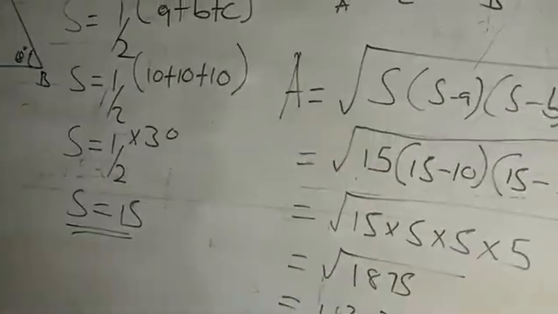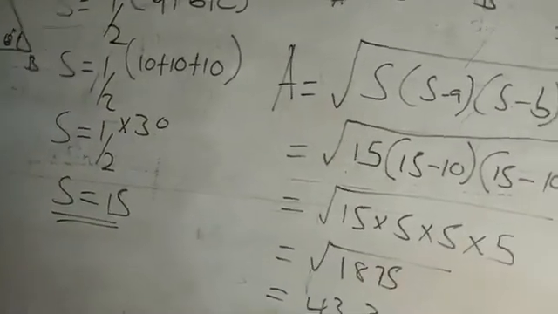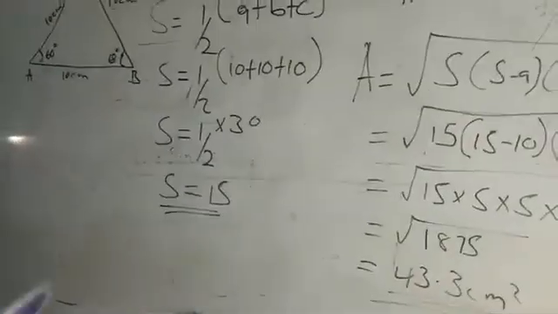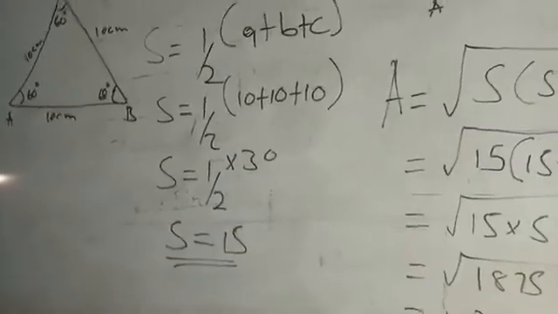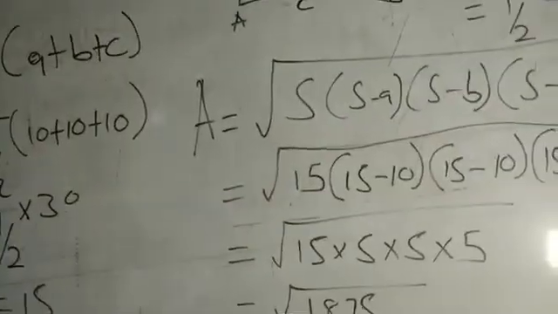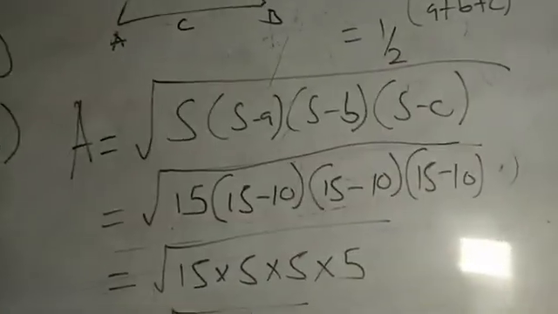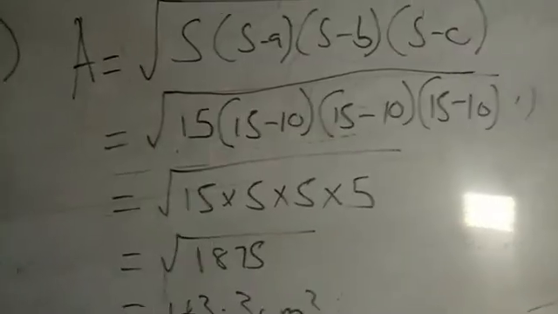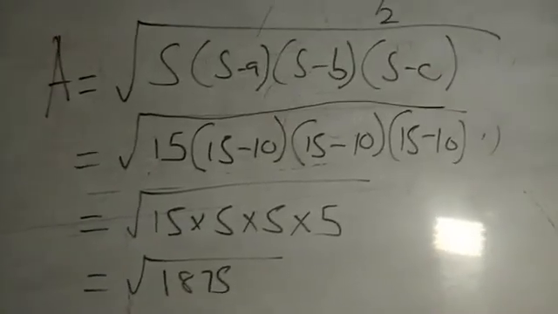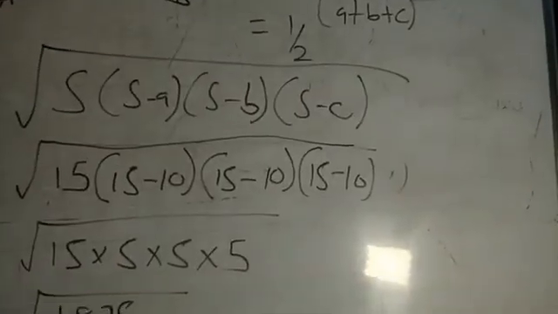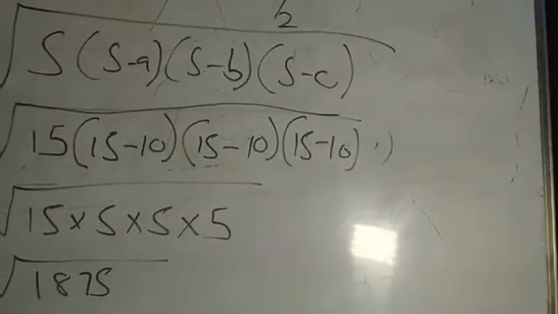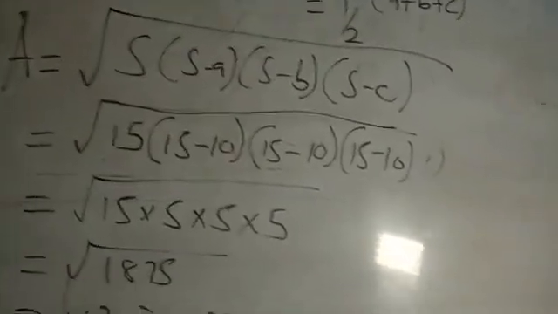So by doing this, we are in a position of finding the area of any triangle. And for today we are going to stop here, and this marks the end of trigonometry. Next time we shall look at another topic. We shall inform you about that. So for today we have stopped here.